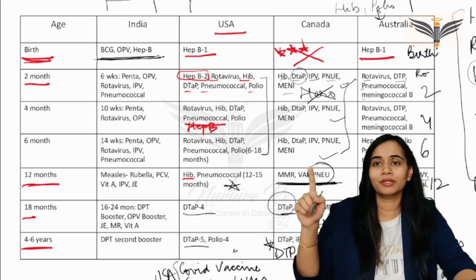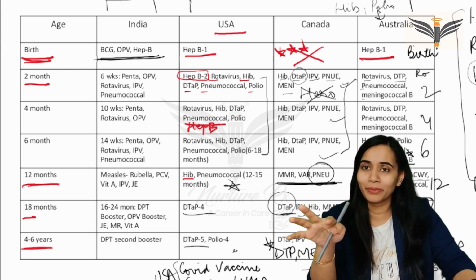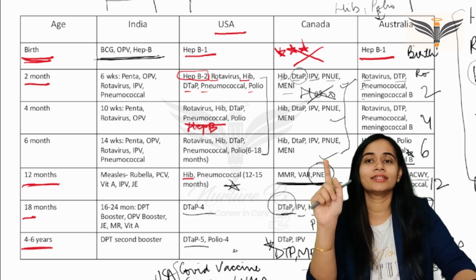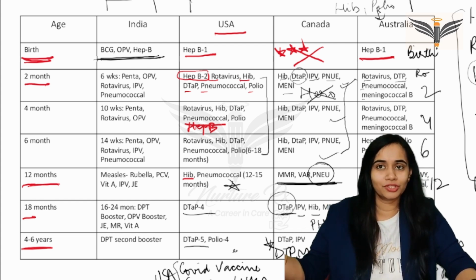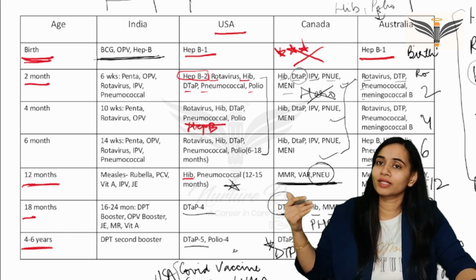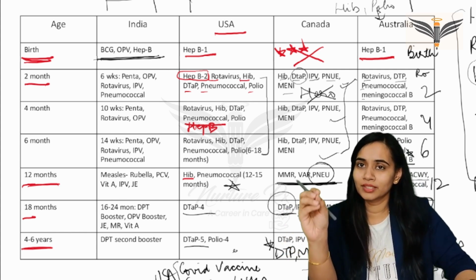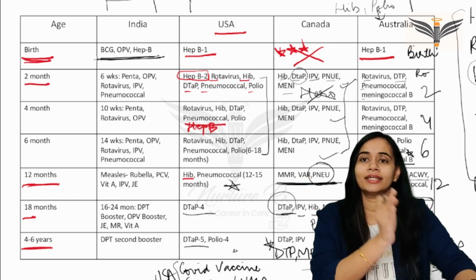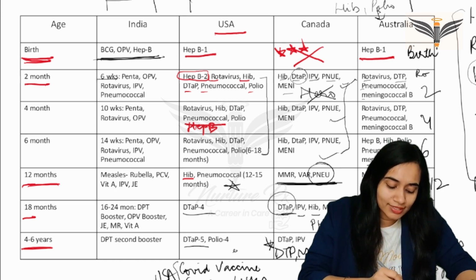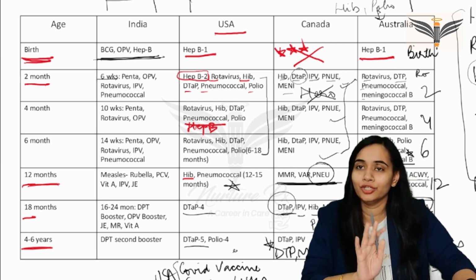Hepatitis B, you have seen that hepatitis B is given in USA also and in Australia also, both at birth. So in India also hepatitis B vaccine is given at birth. Now the schedule is slightly different. We have seen for the other countries it was 2 months, 4 months, 6 months, 12 months, 18 months. In India, it is starting from 6 weeks, that is your 1.5 months. It is starting slightly earlier. Okay. So at 6 weeks, what are we giving? We are giving pentavalent vaccine. We are giving OPV, rotavirus, IPV, and pneumococcal vaccine.